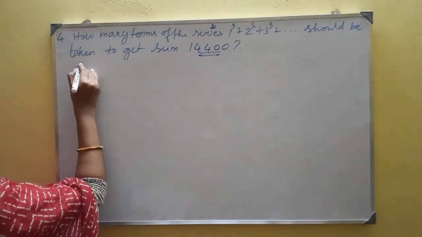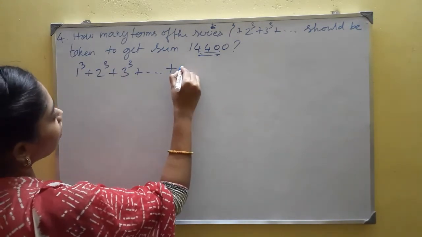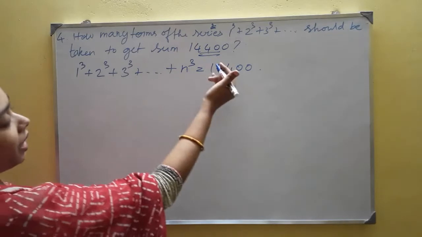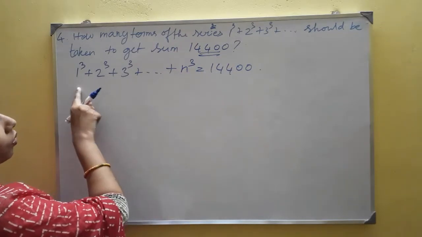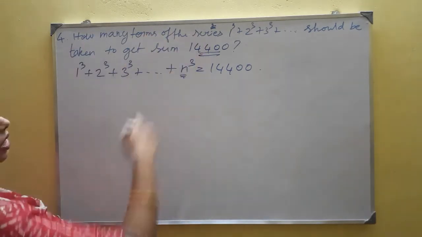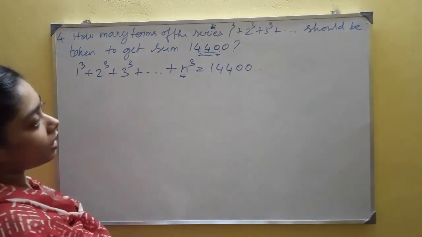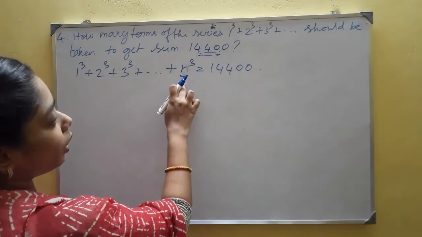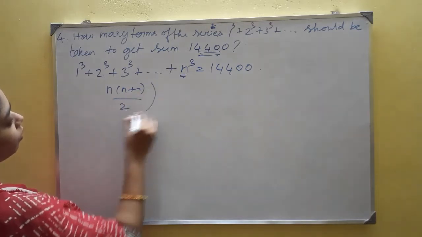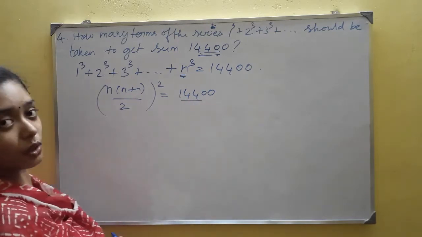So the question in mathematical form: sum of the first, I don't know what number I am stopping at. That is your question, how many terms you are taking. So 1 cube plus 2 cube plus 3 cube goes on up to n cube, giving your answer 14400. You want to find where you have stopped. This formula gives n into n plus 1 whole divided by 2 whole square is equal to 14400. So 144 is actually 12 square, no?